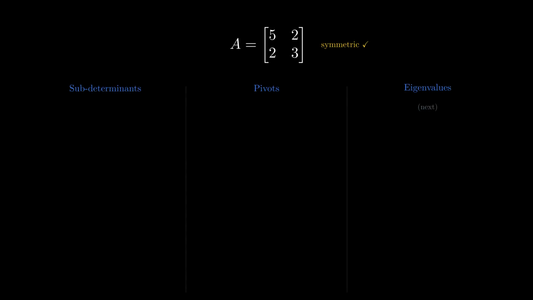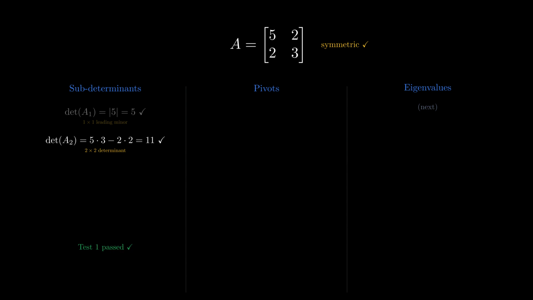Let's run all 3 tests on a real matrix. Take A with entries 5, 2, 2, 3. It's symmetric, which is good. Start with the sub-determinant test. The 1 by 1 leading minor is just the top left entry, 5. That's positive. The 2 by 2 determinant is 5 times 3 minus 2 times 2, which is 15 minus 4 equals 11. Also positive. Both leading minors pass.